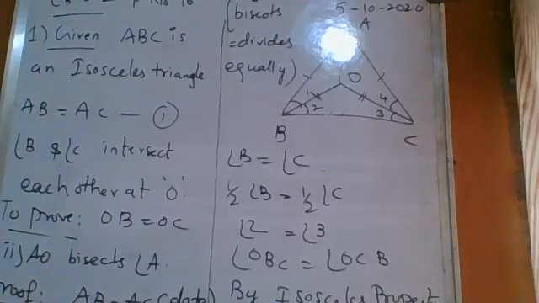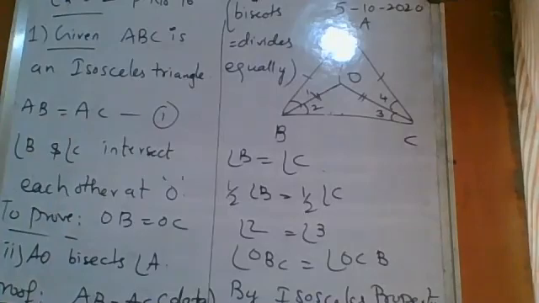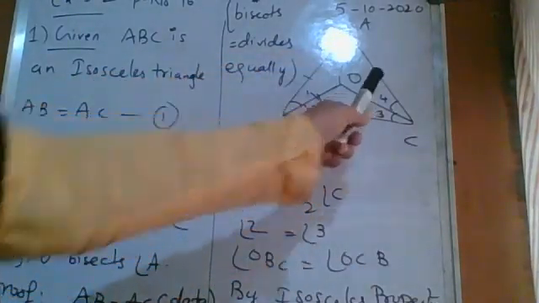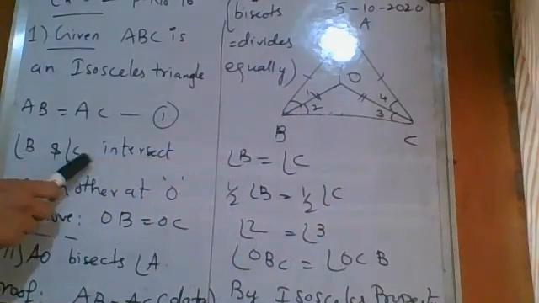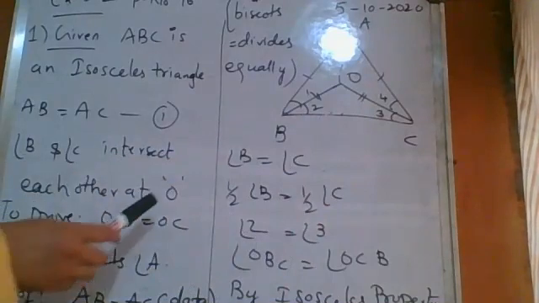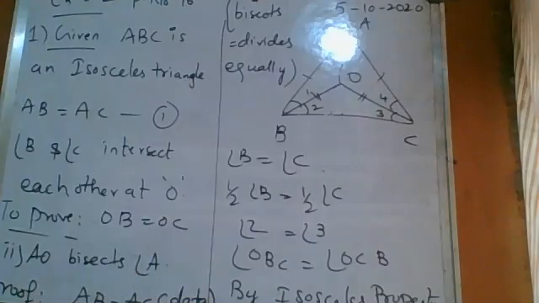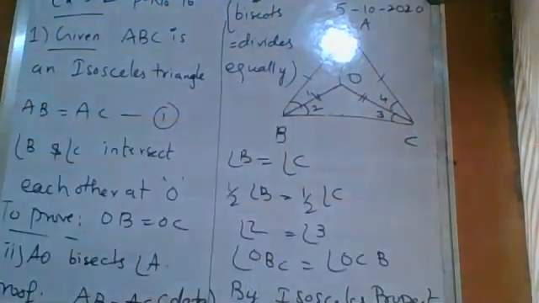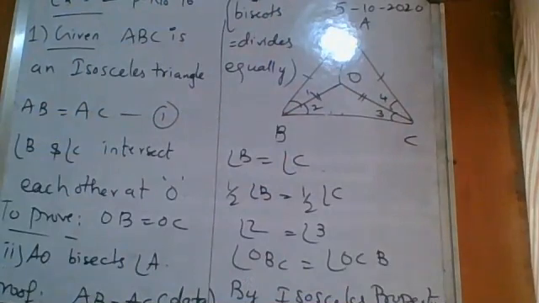What is given? Given ABC is an isosceles triangle where AB is equal to AC. The bisectors of angle B and angle C intersect each other at O. We have to prove that OB is equal to OC. AB is equal to AC.